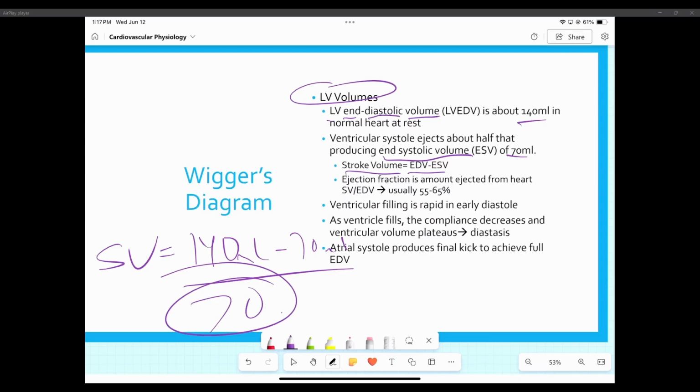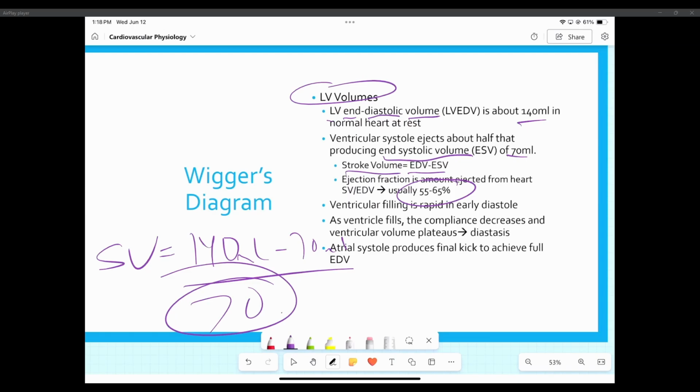Now, we use this number as a percentage. We want to know of the stroke volume how much actually left the heart. So usually 55 to 60, 65% is a normal ejection fraction. Of the amount of blood in the heart, how much came out? So if I said that your ejection fraction is 30%, that means your heart's only working 30% effectively. You're going to have a very weak heart. That happens after a heart attack. The heart doesn't squeeze as well anymore. So that is your stroke volume.